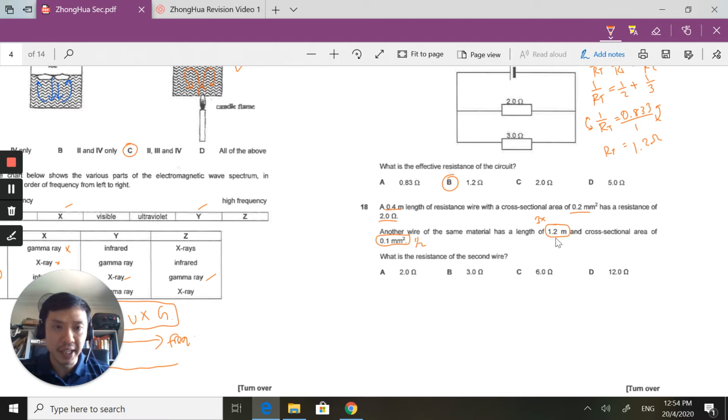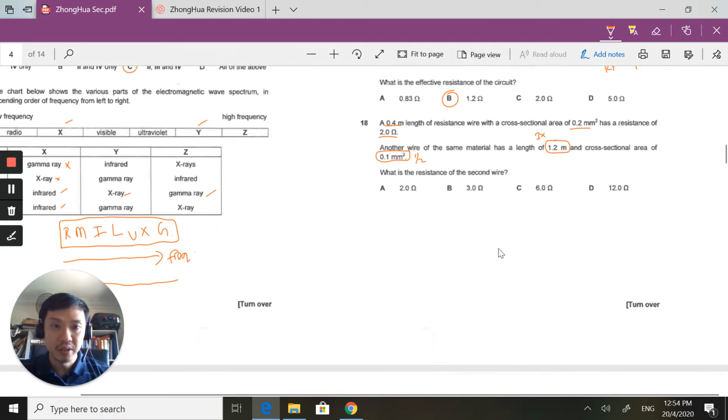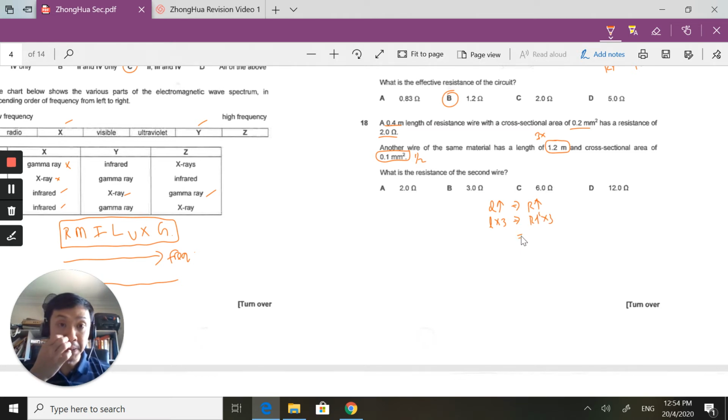So let me settle the length first. When the length increases, the resistance increases. When the length increases by 3 times, the resistance increases by 3 times. So now the resistance is 2 times 3 ohms. Yeah? So this is the resistance so far based on the increase in length.